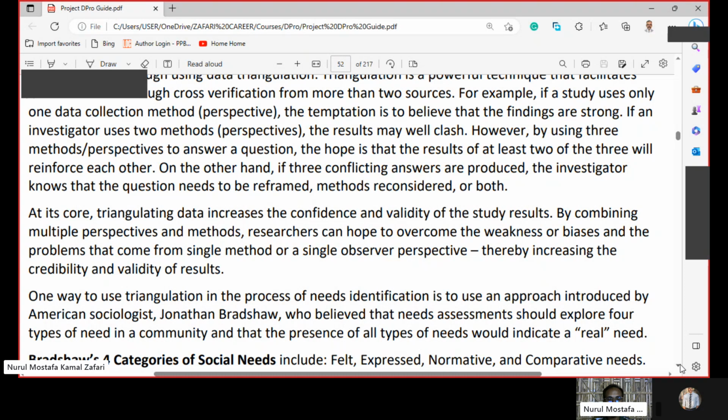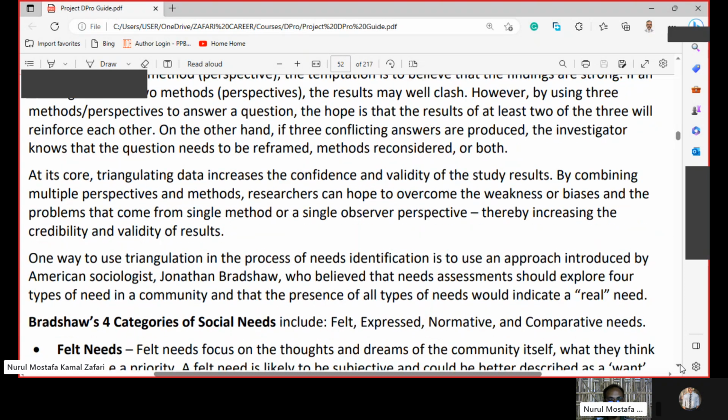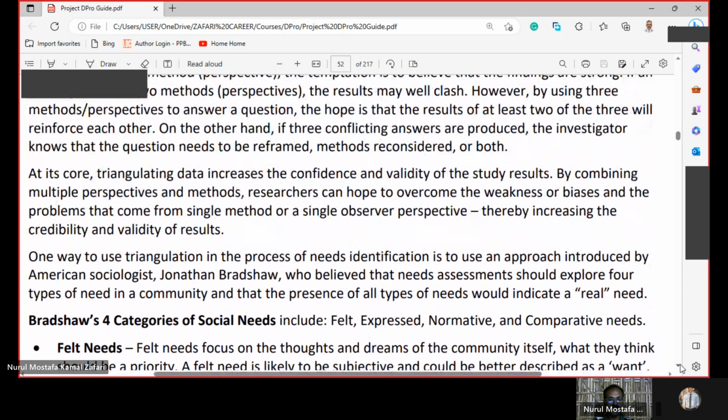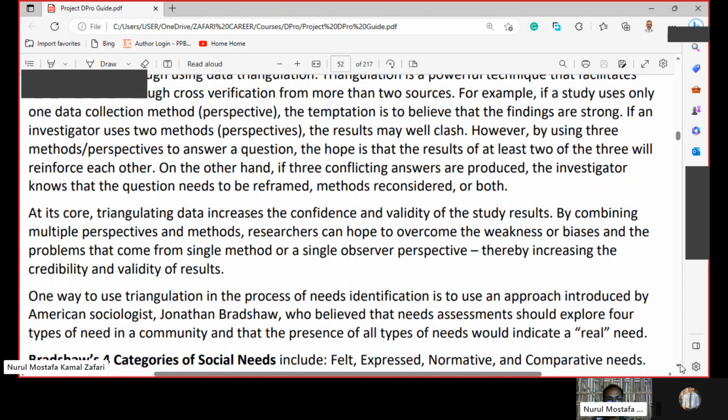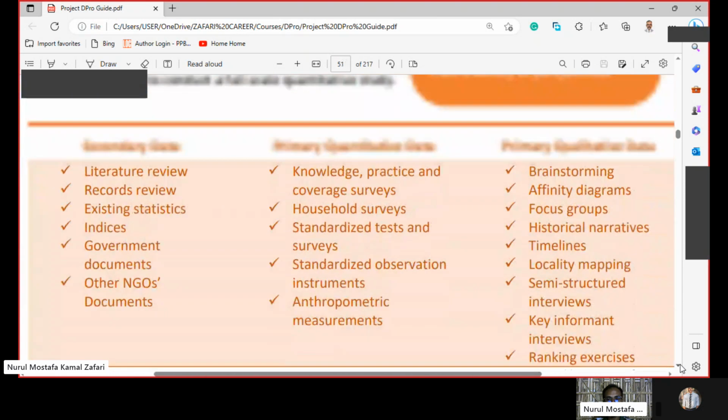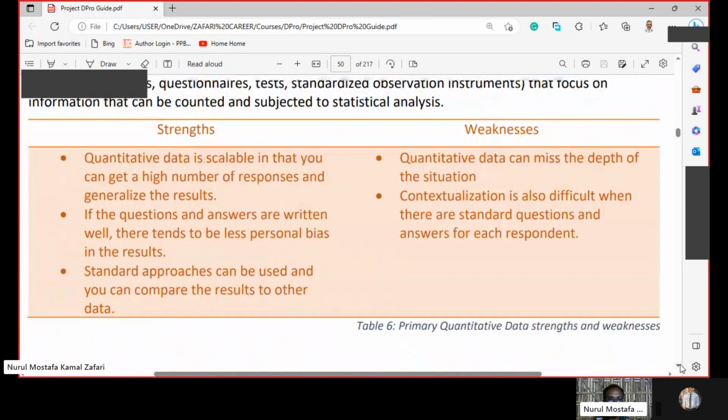One way to use triangulation in the process of needs identification is to use an approach introduced by American sociologist Jonathan Bradshaw, who believed that needs assessment should explore four types of need in a community, and that the presence of all types of needs would indicate a real need. So before going to discuss Bradshaw's four categories of social needs, let us summarize this long needs assessment related discussion.